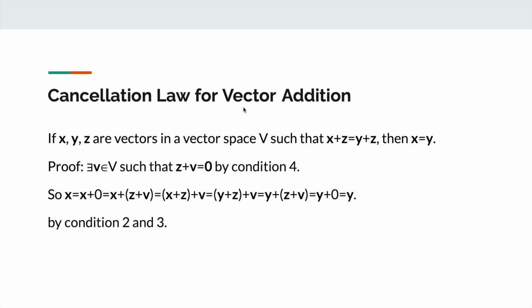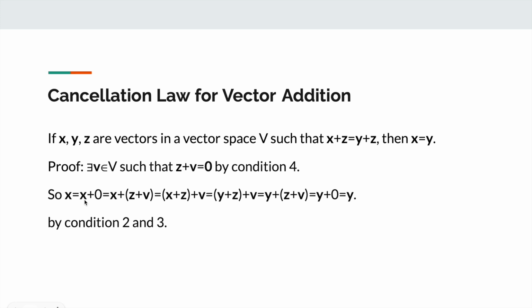Cancellation law for vector addition. If x, y, z are vectors in a vector space V such that x plus z is equal to y plus z, then x is equal to y. Proof. There exists v in vector space V such that z plus v is the zero vector by condition 4.